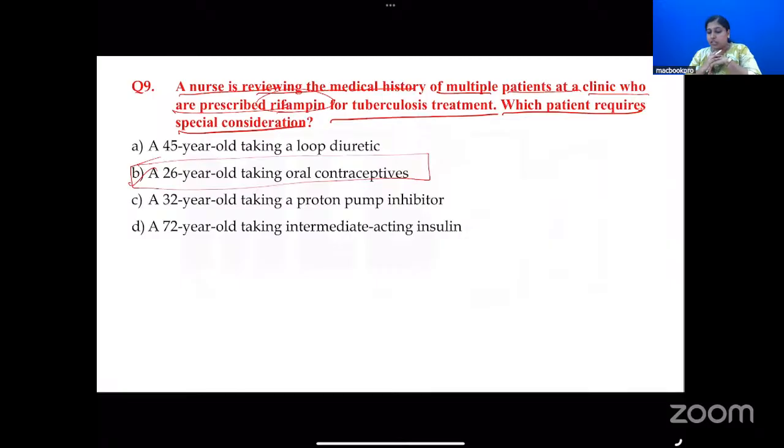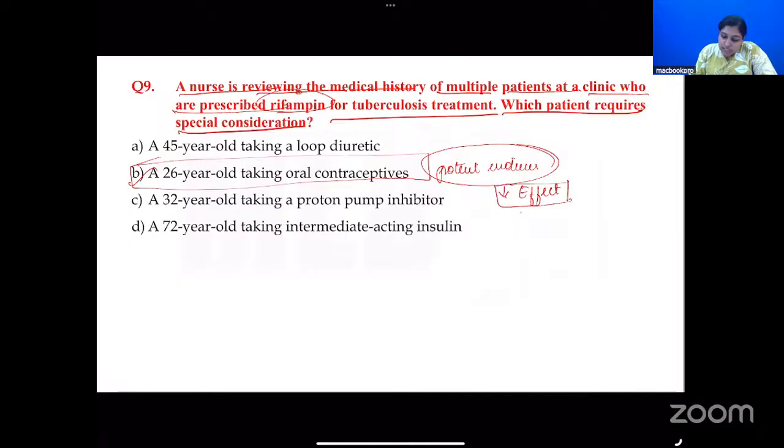What is the reason behind this? Rifampicin is a potent inducer of some hepatic enzymes, which will reduce the effectiveness of certain drugs. Specifically, when we talk about oral contraceptives, this drug is going to reduce their effect. How is it reducing the effect? It increases the metabolization of the oral contraceptives, thereby reducing their potency.